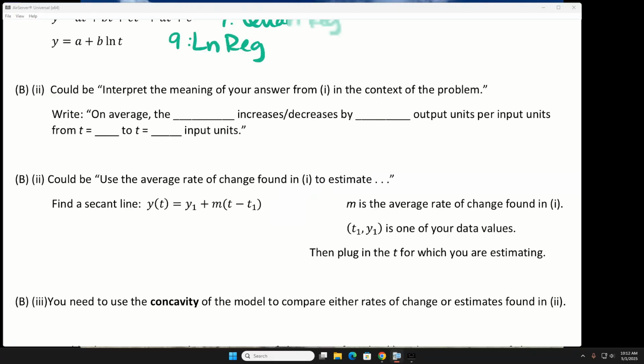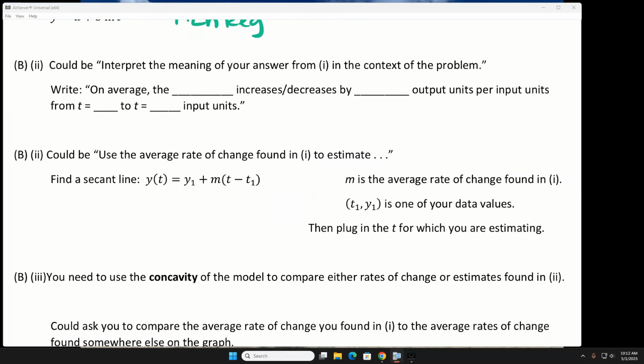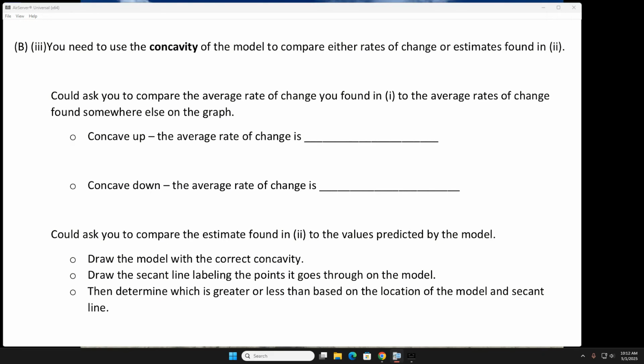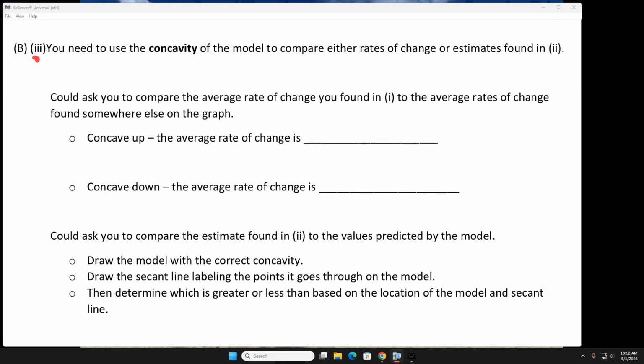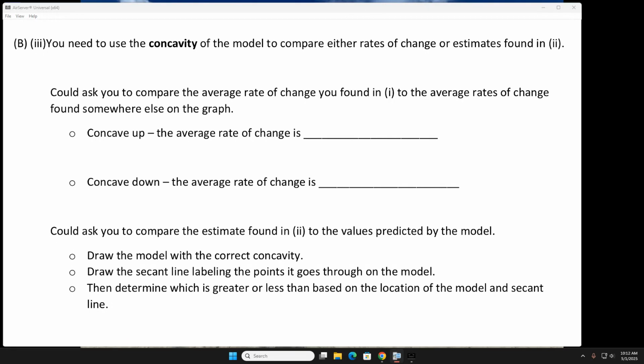So that is the second one. Well, either way, on part 3, you need to use the concavity. If you need to mention concavity on part B 3. So this question could ask you to compare the average rate of change found in 1 to the average rate of change found somewhere else. That's not what this one did, but it could.